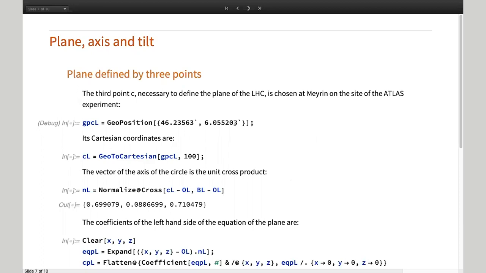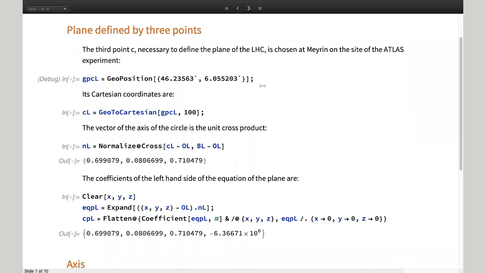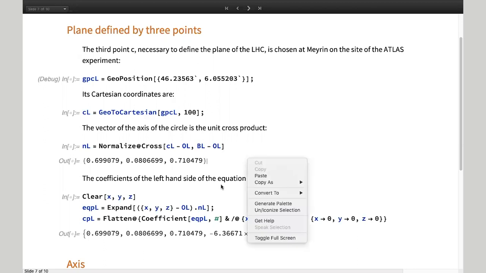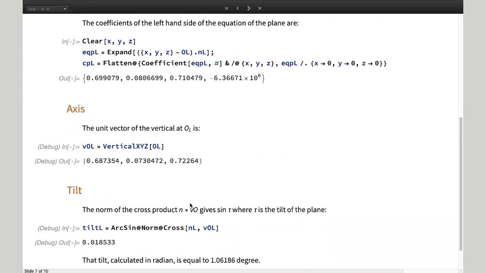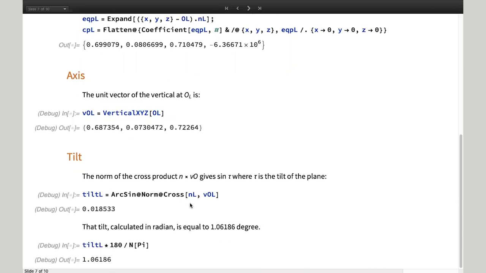So this is the journey, the coordinates given by geoposition, and it is converted into a 3D position here, exactly the same as before. And by taking a suitable cross product, we can find the normal to the plane defined by A, B, and C, and the angle between this axis and the horizontal gives a tilt of the plane, which has been evaluated to 1 milliradian. Excuse me, one degree about.